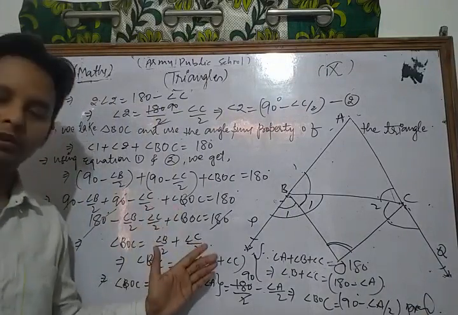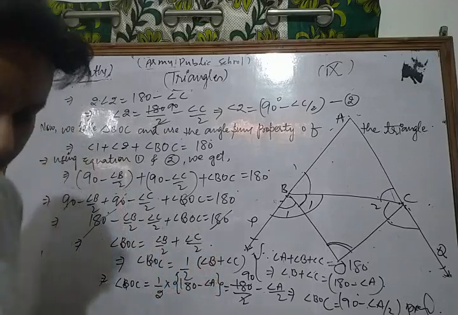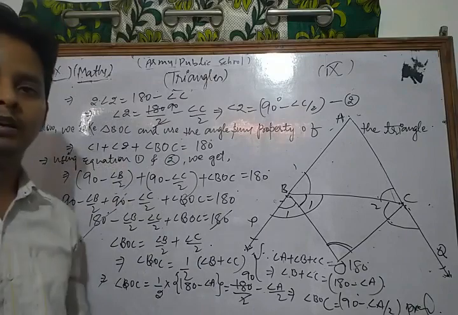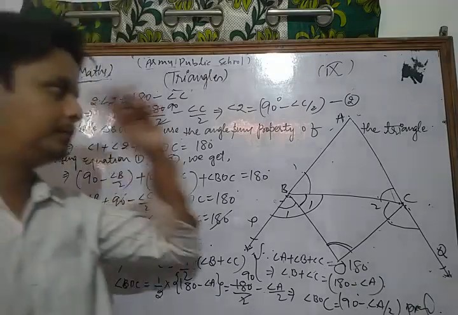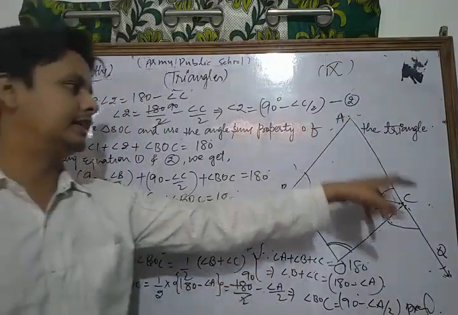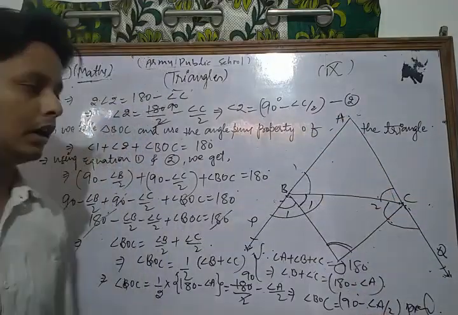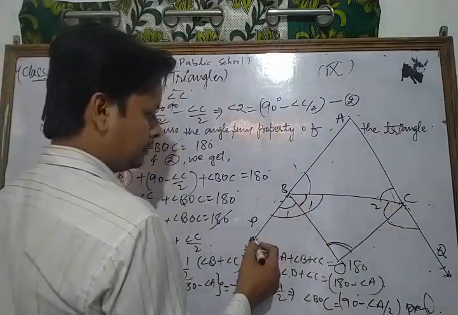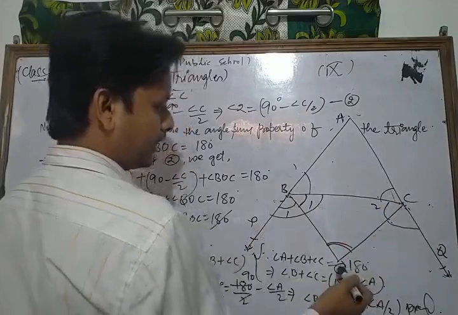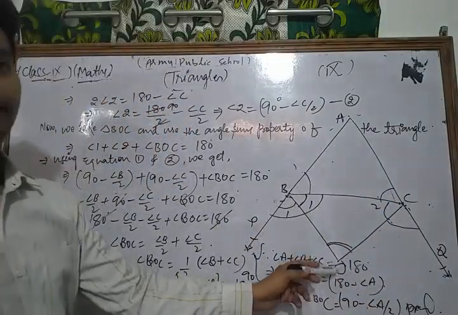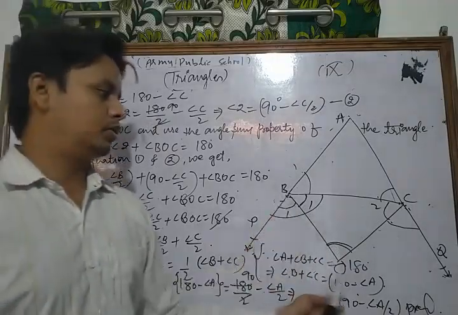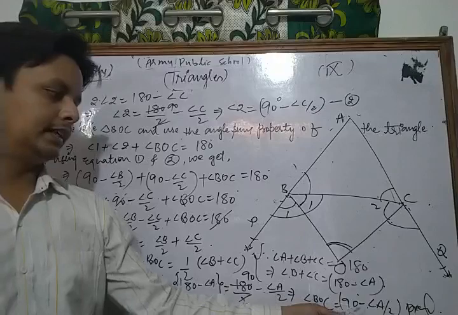This is one of the most important questions, dear students. Let's see once more. What is the process to prove that theorem? Dear students, in that question, ABC is a triangle and its side AB is produced to P and its side AC produced to Q according to the question. Now the bisectors of angle CBP and BCQ intersect each other at point O, and we have to show that angle BOC is equal to 90 degree minus angle A by 2.